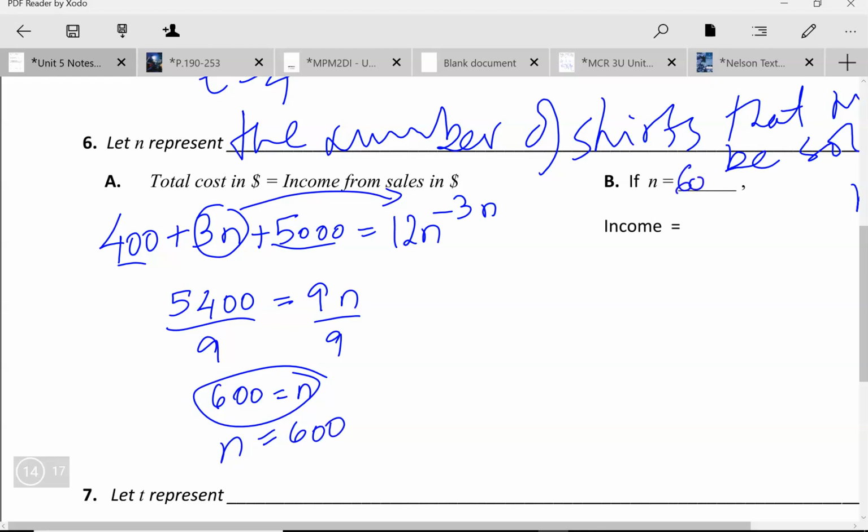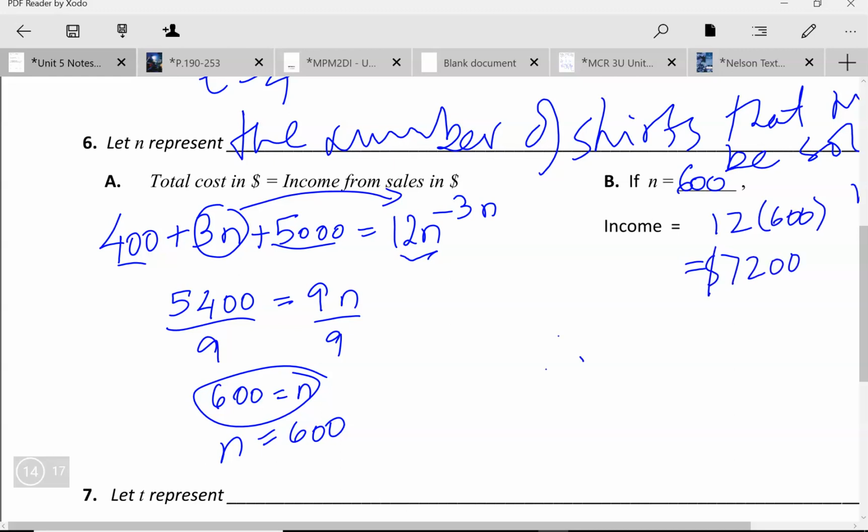So n equals 600. The income equals 400 plus 3n plus 5,000. Well, you could actually just do 12n, I guess. Oh, it says income, not cost, so you should actually be doing 12n. Whoops. 12 times 600, which is $7,200.